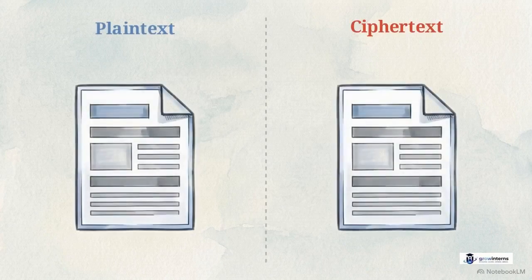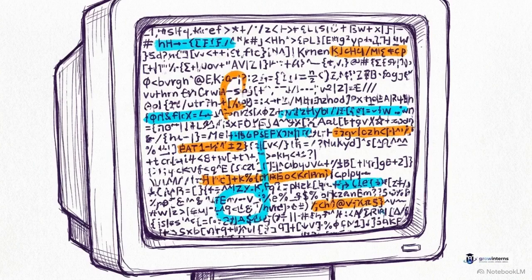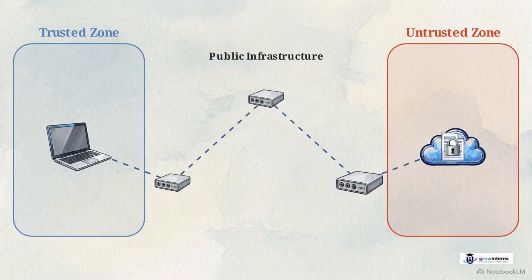If you open the original file, you can clearly read the sensitive financial data inside, but opening the encrypted version reveals only a dense wall of scrambled, illegible alphanumeric characters. This unreadable output is known as ciphertext. The encryption process makes the data illegible to anyone without the key, allowing you to move sensitive information through public infrastructure while maintaining its privacy.